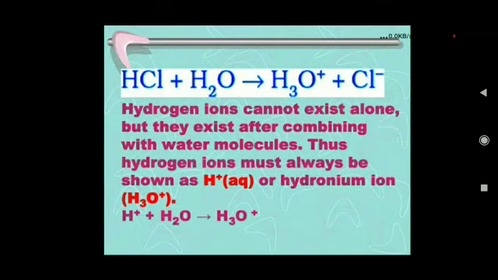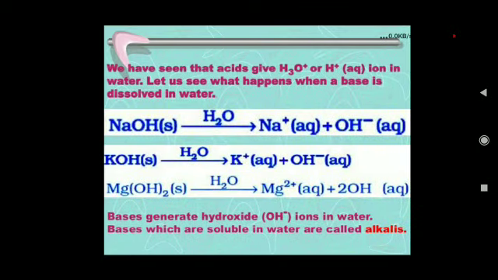Hydrogen ions cannot exist alone, but they exist after combining with water molecules. Thus, hydrogen ion must always be shown as H+ or hydronium ion H3O+. We have seen that acids give H3O+ or H+ ions in water. Let us see what happens when a base is dissolved in water. NaOH is a base. When it is dissolved in water, Na+ plus hydroxide ions are released.